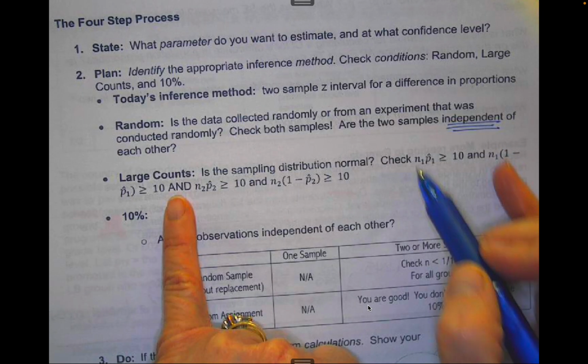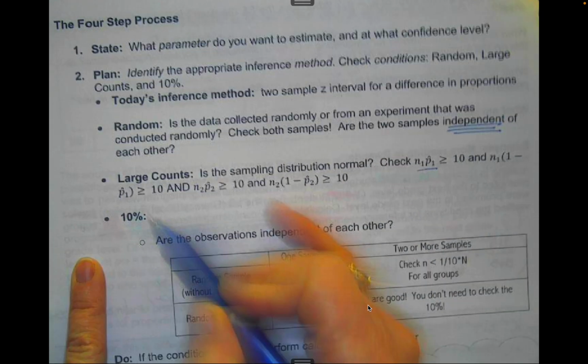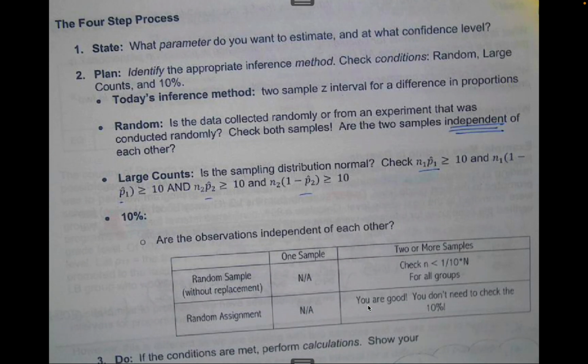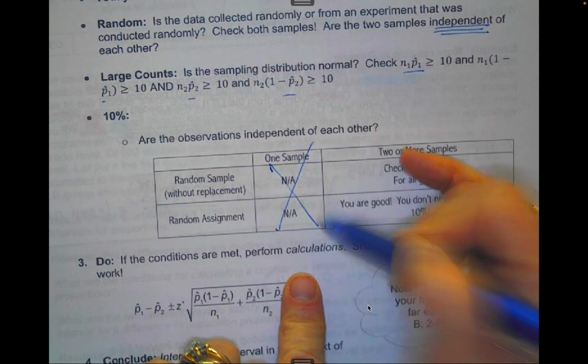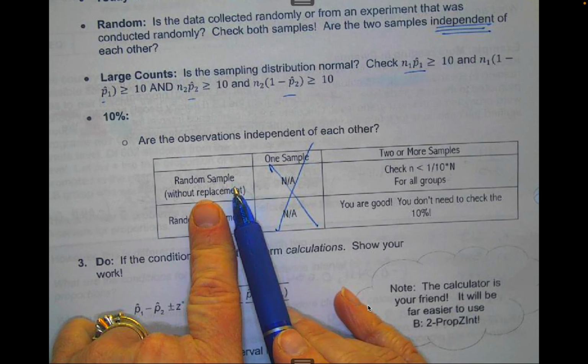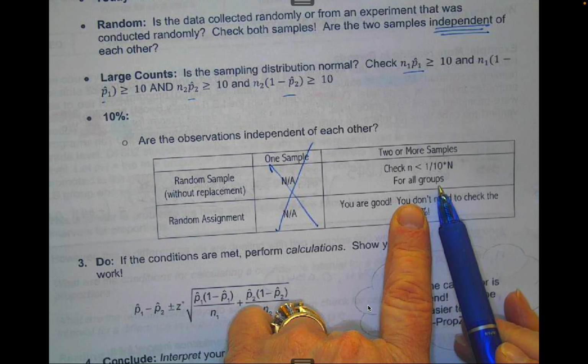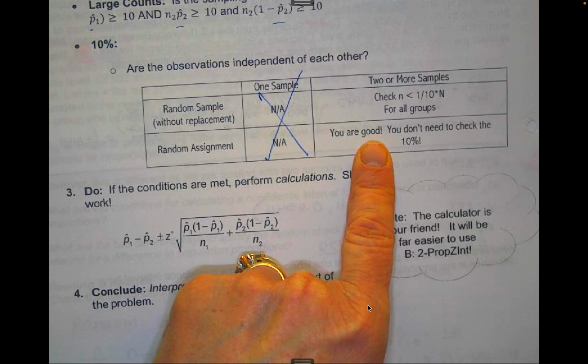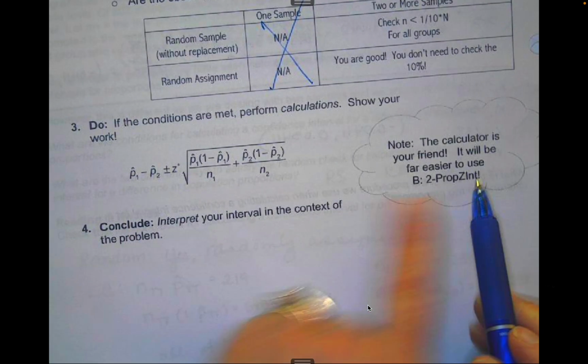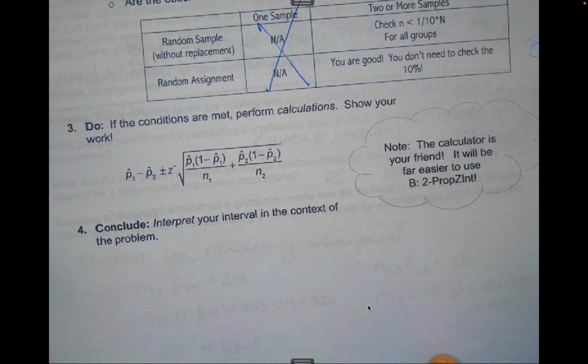Your large counts, again, we're plugging in the p-hats here. We are not in the 1 sample stuff right now. So either you've done a random sample without replacement, you're checking the 10% for both groups, or you've done random assignments, you're good, you don't have to check it. There's your formula, there's your calculator command, we do the interpretation the same way.